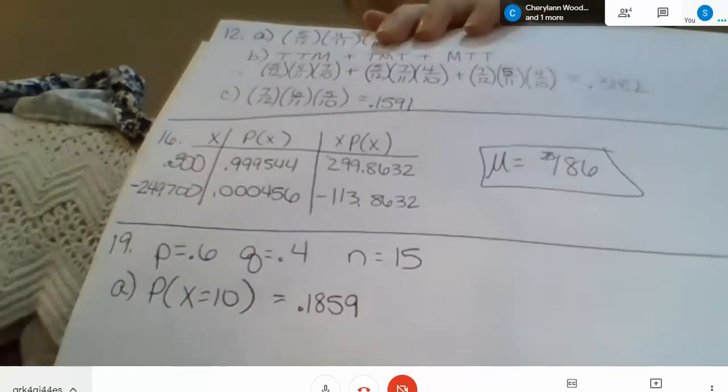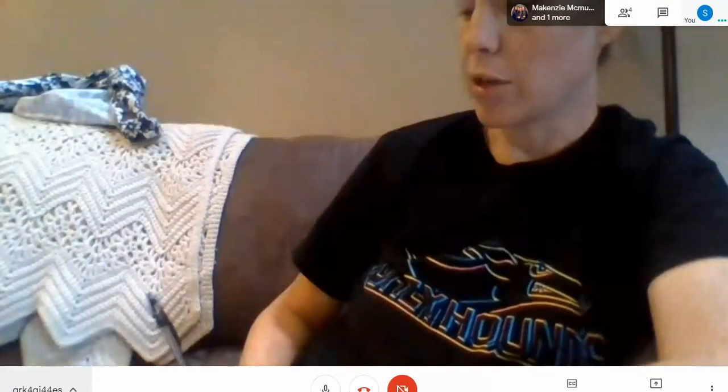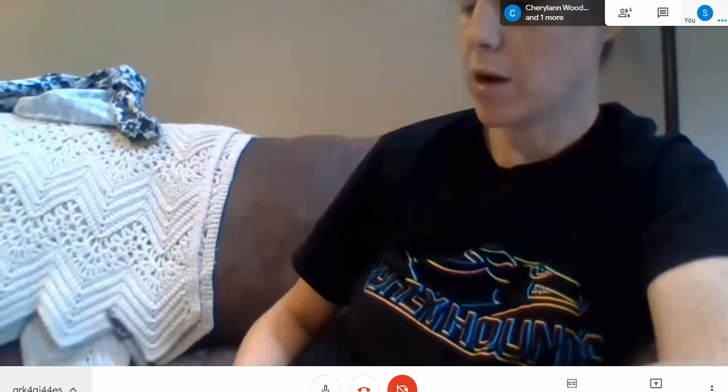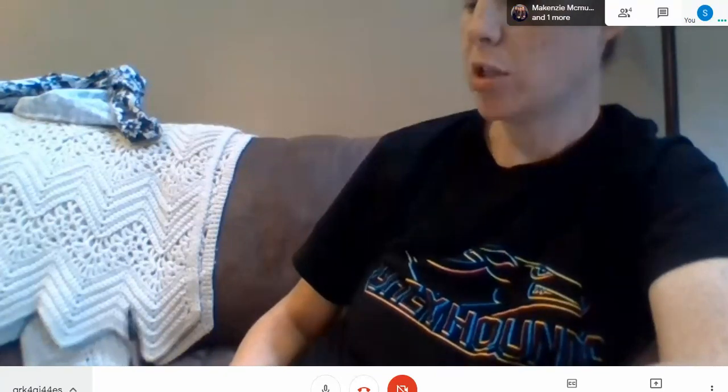We okay with it? Okay. So part B says fewer than 5. So fewer than 5 means my X is less than 5. So that means it could be 0 or, and "or" means add, it could be 1 or it could be 2 or 3 or 4.